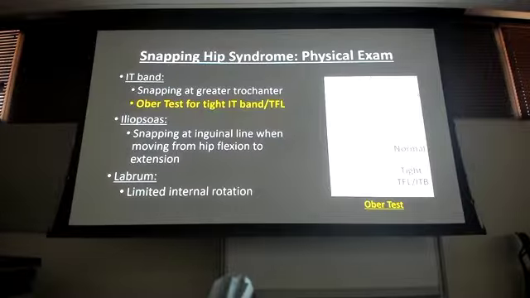That's just awkward, okay? And then labrum, again, if we get back to that concept, they can have limited internal rotation. If they have a large enough and significant labral tear, will that cause a mechanical block to motion?